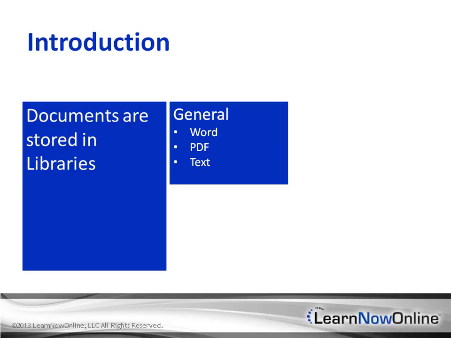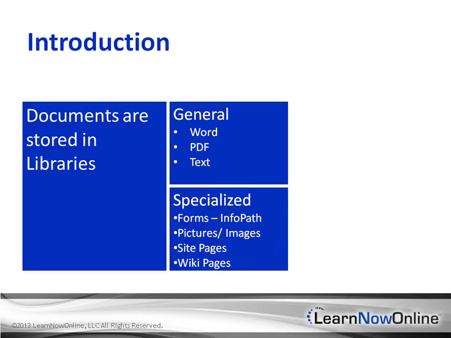Also in SharePoint, you have some specialized libraries. These libraries include a forms library that is specifically designed to hold InfoPath forms, a picture, or what used to be called an images library, site pages that you'll see on most of your sites, and wiki pages that can be manipulated for knowledge management.